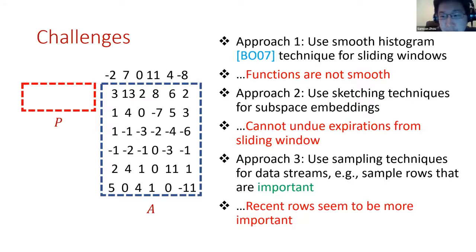Another approach is to use sampling techniques for data streams, which is to see every row and then sample these rows based on some quantity of importance, for whatever definition of importance is relevant to the problem. This also seems problematic because more recent rows seem to be more important, which is not a property in data streams.